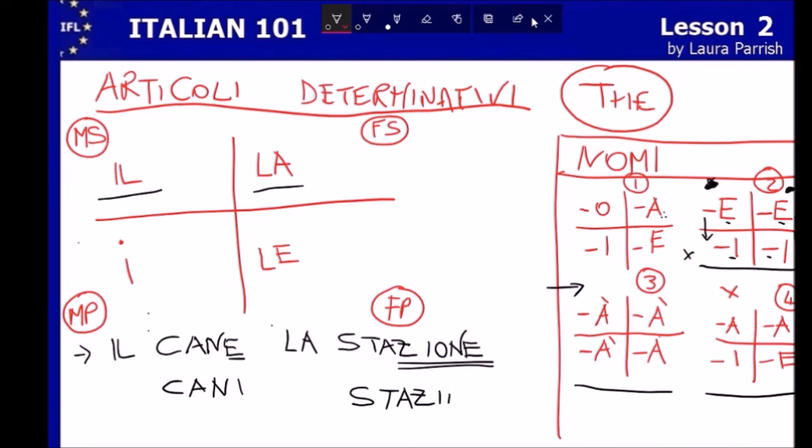Unfortunately, it's not like in English that you just add an s to make it plural. In Italian, you have to do it this way. Okay, so now we know that this is masculine plural and belongs to the second pattern. So the masculine plural article is this one, i cani. Perfect. Instead, now we know that this word is feminine plural, and the feminine plural article is le stazioni.